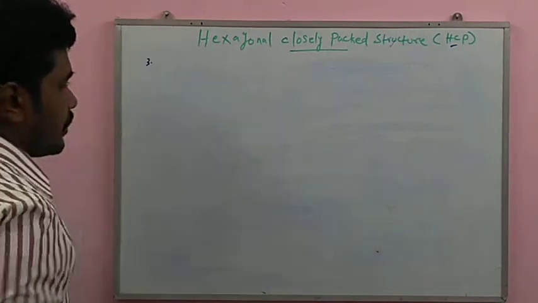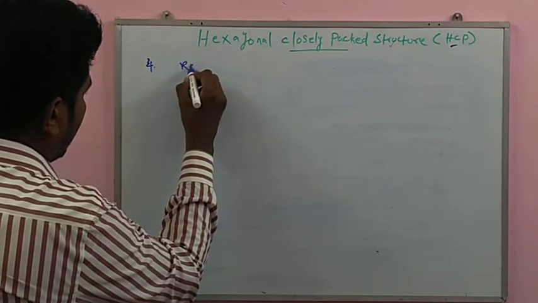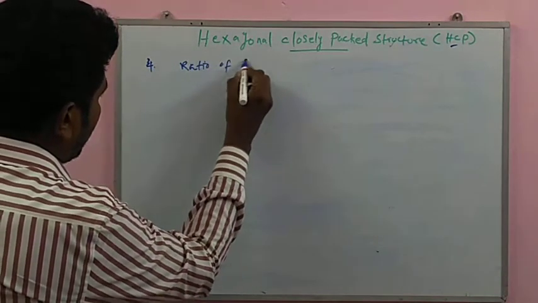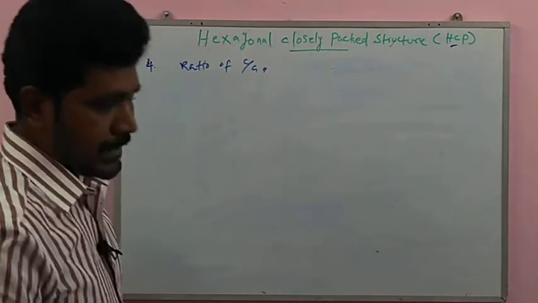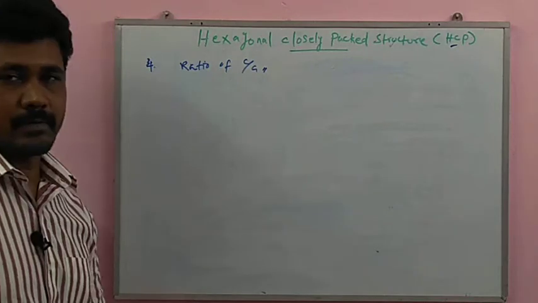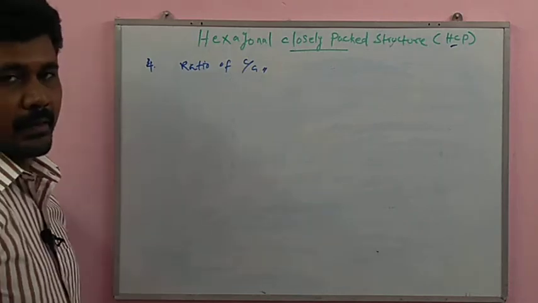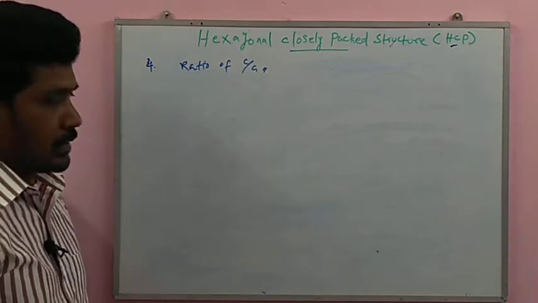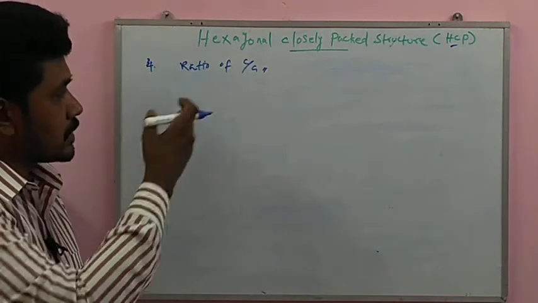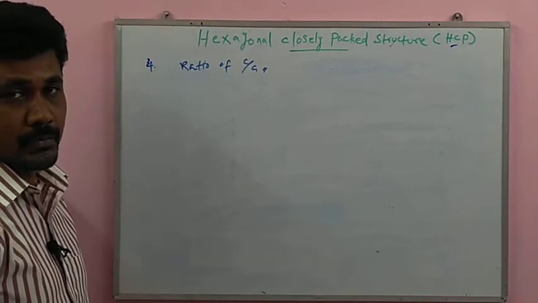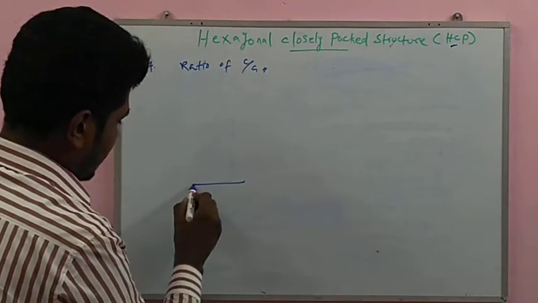The fourth one, the ratio of C by A. Understand? So C is known as the height of the hexagon, and A is the lattice constant. So what is the relation between C by A of HCP? It is one of the simple derivations, how to find the C by A value or A by C value. It is like the hexagonal structure.